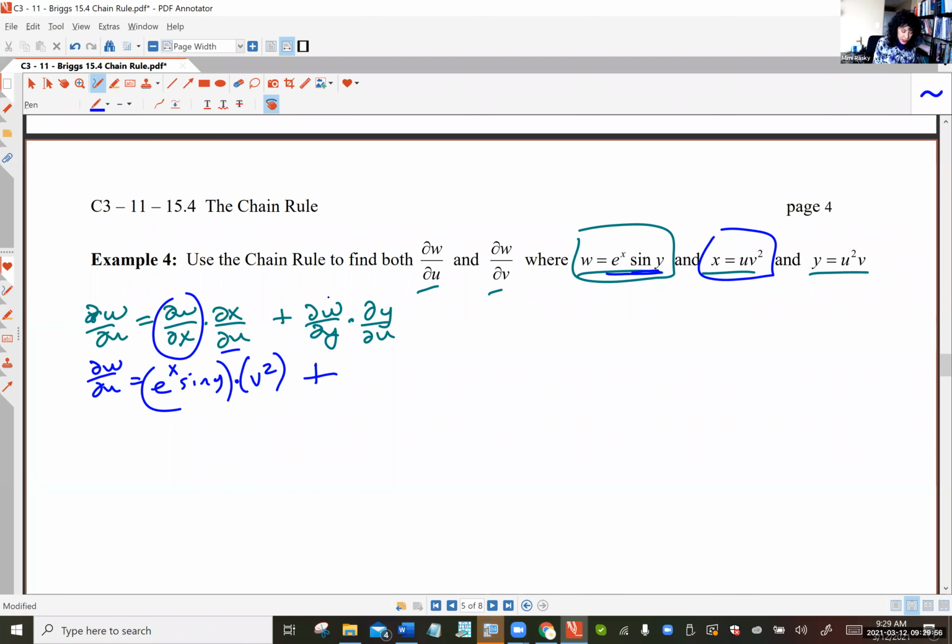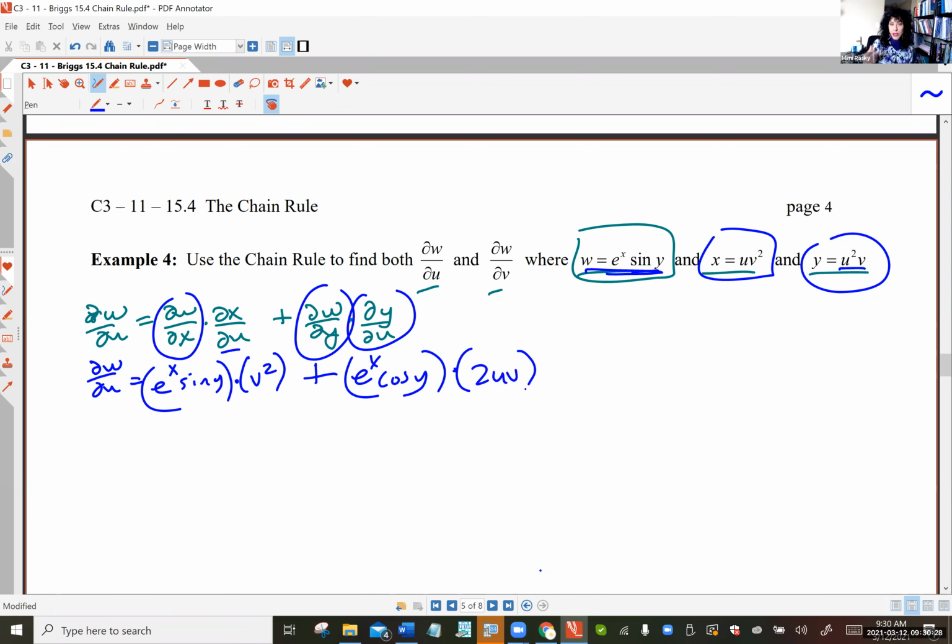Plus, now I'm going to take the partial of w all over again, only this time with respect to y. So we're going to hold x constant, differentiate with respect to y. So the derivative of e to the x sine y with respect to y is e to the x cosine y. Fine. And we're going to multiply that with the derivative of y with respect to u. So we're going to differentiate u squared times v with respect to u. Holding v constant, we have 2uv.